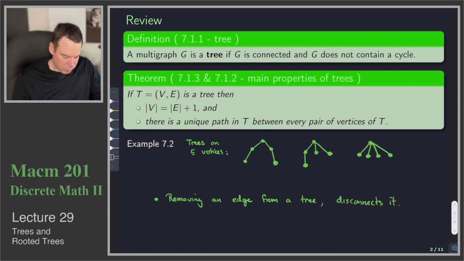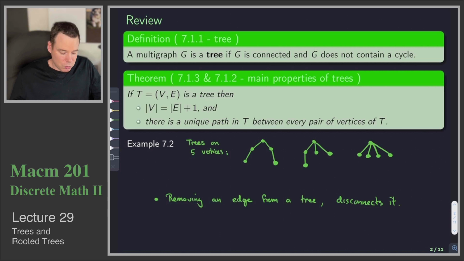In general, if we remove an edge from any tree, it's going to disconnect it. Now you may say, why is that the case? We can see it for our pictures up above, but why is that true in general? Well, let's imagine what happens when we remove an edge from a tree. What changes? Do we introduce a cycle? No, we don't introduce a cycle. If I remove an edge from a tree, it still contains no cycles.